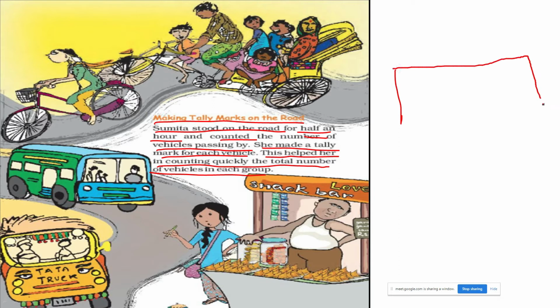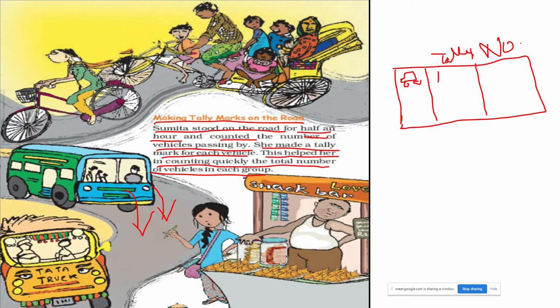When a bus crossed, she put the tally mark 1. For example, bus here, or one car. Here she put the tally mark. Then she counted the number of vehicles at last and wrote it. One bus, if it crosses, she put 1. Suppose another bus, or after 5 minutes the second bus crosses, she put 2, 3, like that.